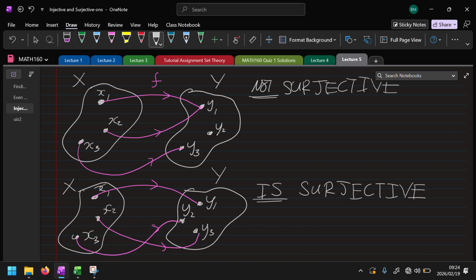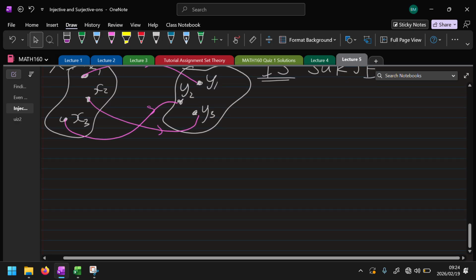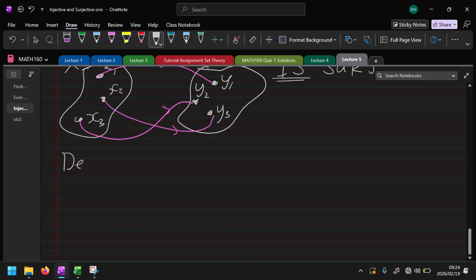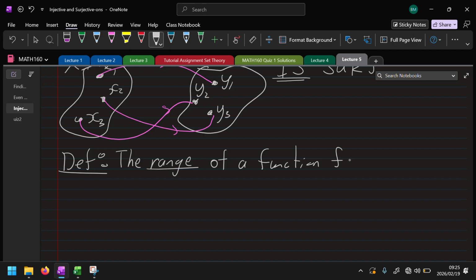But if you want to calculate this to actually see is it surjective or not, we've got another little bit of terminology. Definition. You've never heard of this before, but this is the range of a function. First time you've heard it. Okay. The range of a function f is a subset of the codomain.